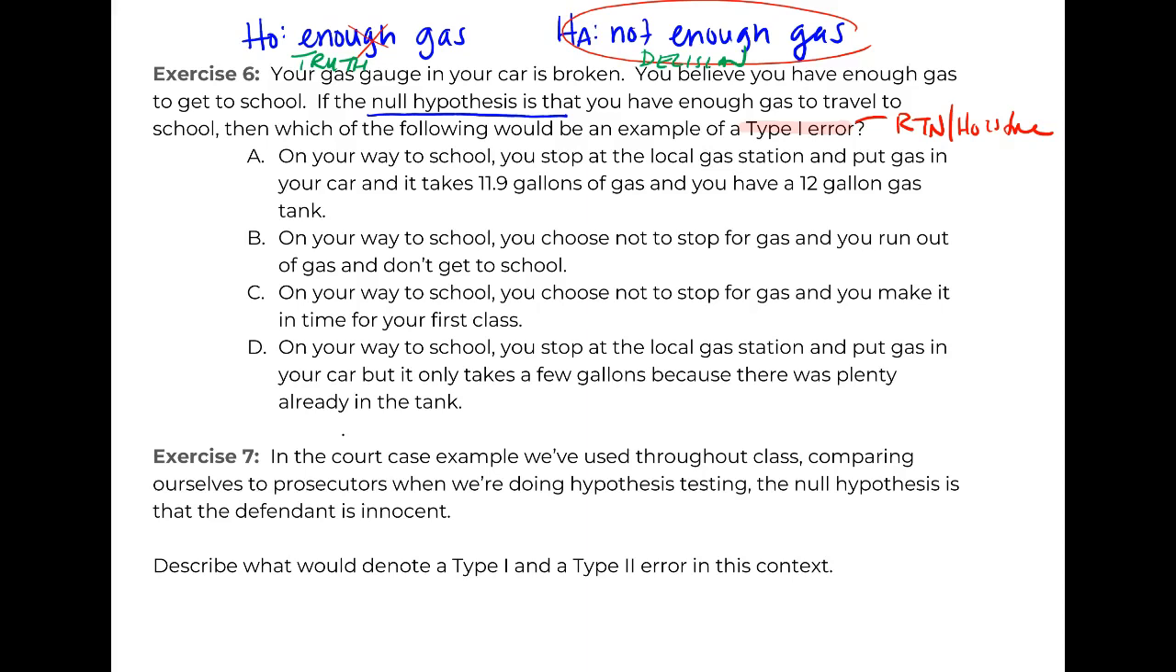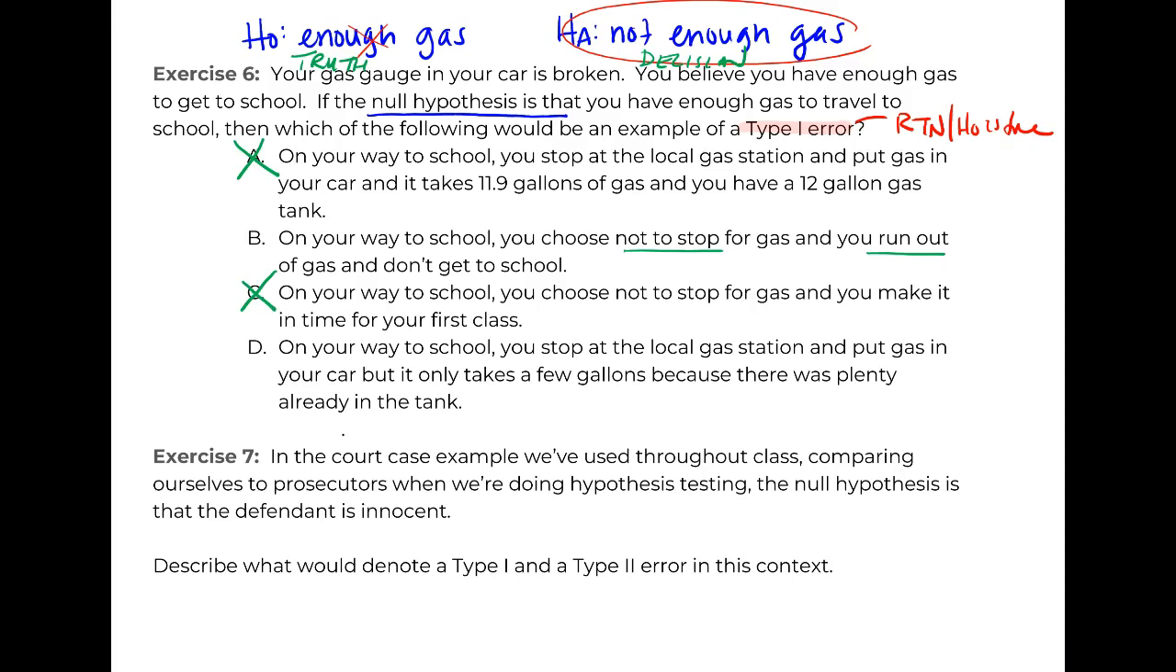So A says, on the way to school, you stop at the local gas station and put gas in your car, and it takes 11.9 gallons of gas, and you have a 12-gallon gas tank. So you stopped and got gas, and you needed gas. This is a correct decision, so we can go ahead and get rid of it. It will distract us, I promise, if we leave it in there. B says, on your way to school, you choose not to stop for gas, so you did not stop, and you run out of gas. That is definitely an error, so we're going to leave that in. C, on the way to school, you choose not to stop for gas, and you make it in time. No error there. And then D is the other error.